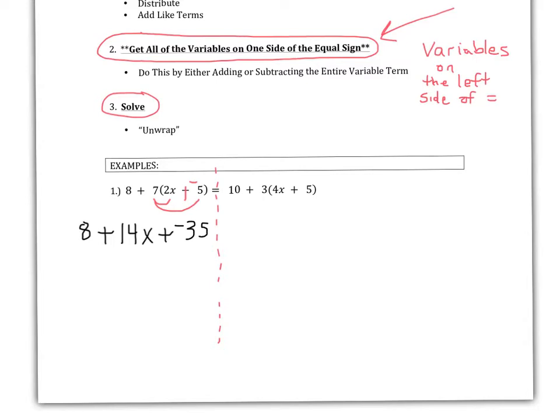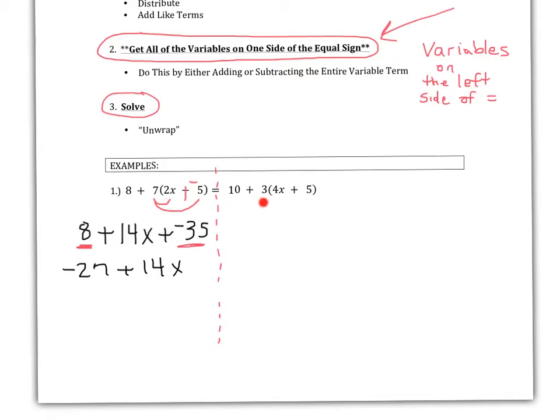Alright, let's still stay there on the left-hand side because you can put some like terms together. You have an 8 and a negative 35. An 8 plus negative 35 would give you negative 27 plus the 14x. Alright, that side is simplified. So we're halfway done with step 1. Step 1 is simplify each side. We've simplified the left-hand side.